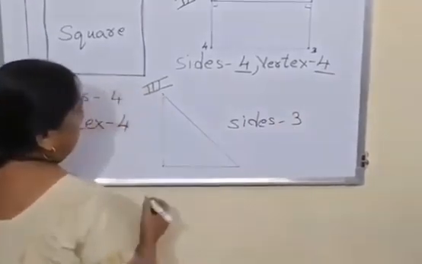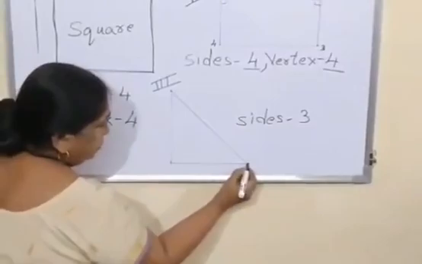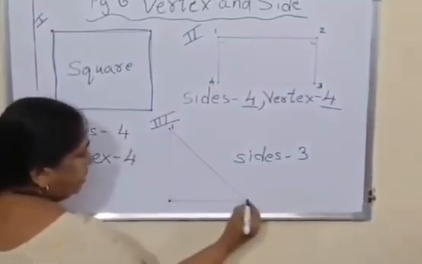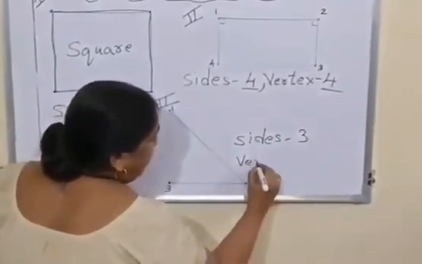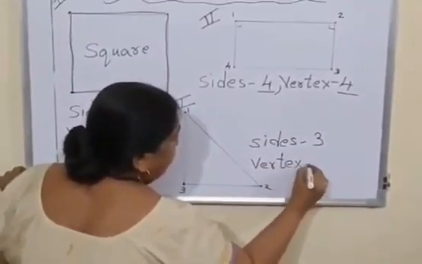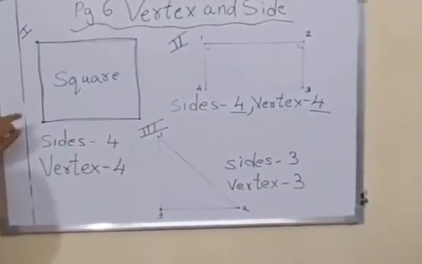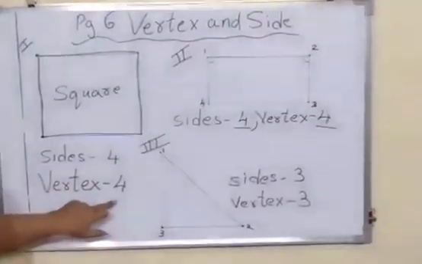3. And let us count the vertex. First vertex, then 2 and then 3. Correct? See here, 1, 2 and 3. So triangle has 3 vertex. Okay? So the square has 4 sides and 4 vertex.